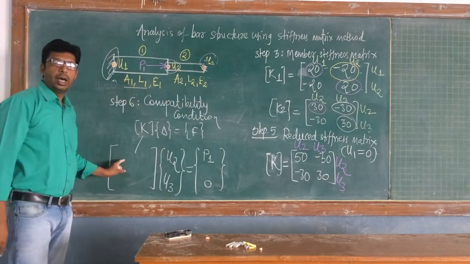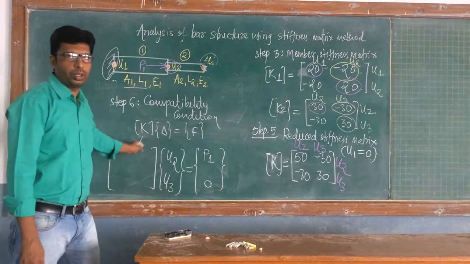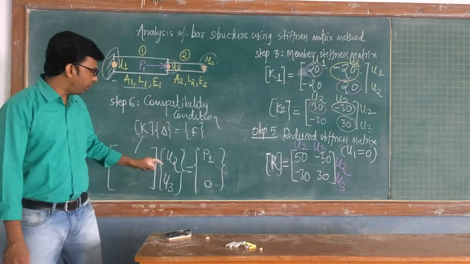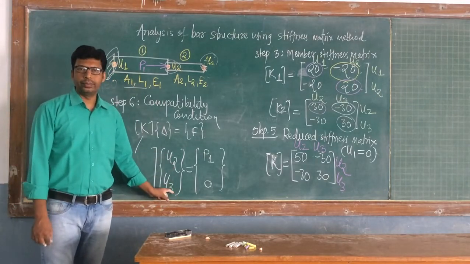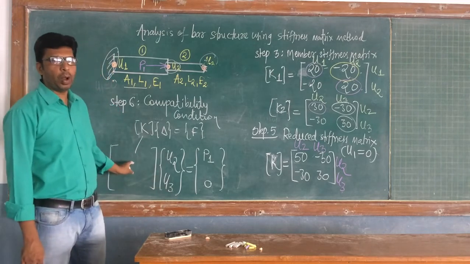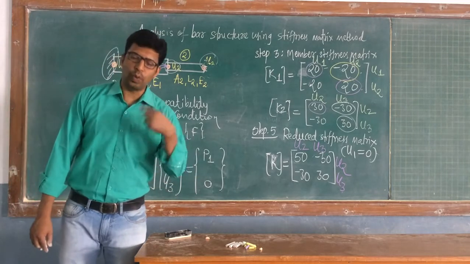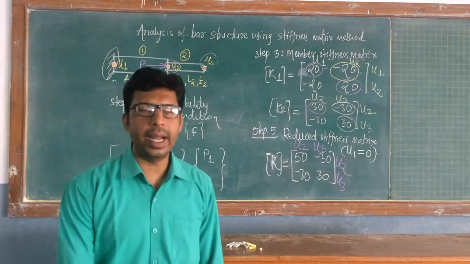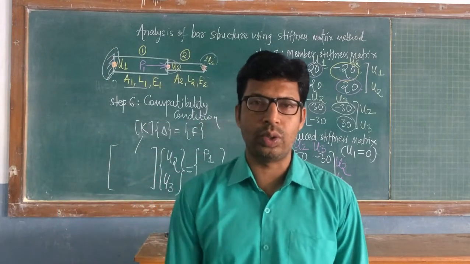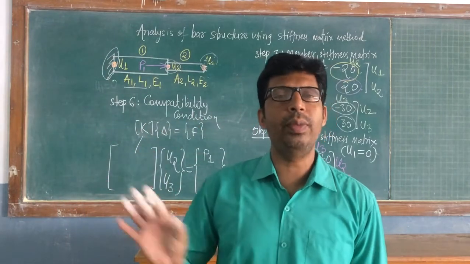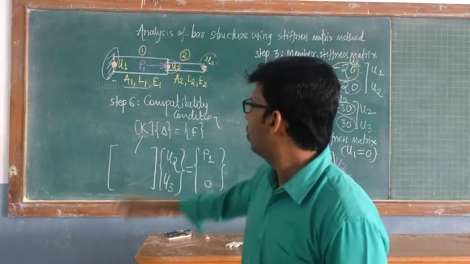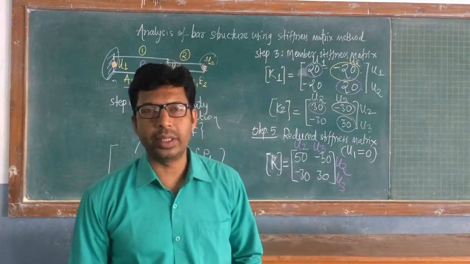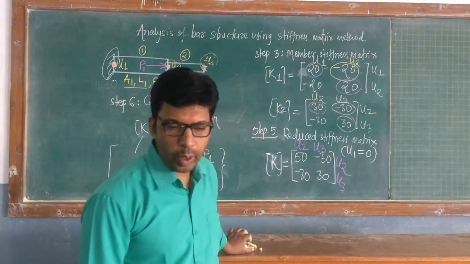You have to write down the final compatibility condition. Now you will get two equations with two unknowns. If you solve those in your calculator, you will get the final answers of U2 and U3. Like this you can solve the problems of bar structures if 3 members, 4 members or 8 members are connected. Of course in your syllabus it is written that you will have problems with not more than 3 unknowns. So the maximum unknowns in a bar problem will be 3. So these are the steps for the solution of a bar assembly using the stiffness matrix method.